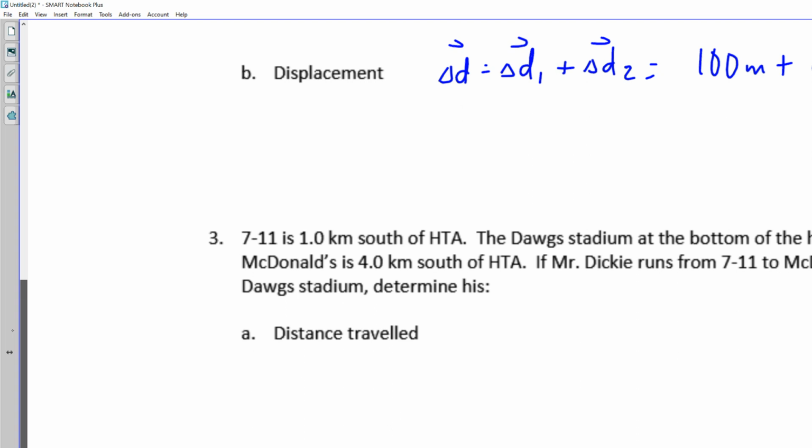I mean, logically, let's think about that. If you go 100 meters north, then 30 meters south, where do you end up? North. You walked further north than you did south, so your overall displacement is going to be north.